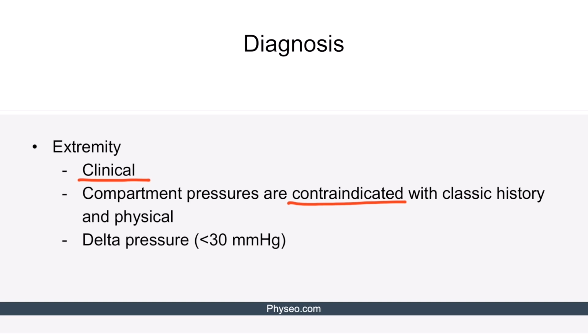The calculation of this pressure is the delta pressure, which is the diastolic pressure minus the measured intracompartmental pressure. If the difference is less than 30 millimeters of mercury, it's strongly suggestive of the diagnosis of compartment syndrome.